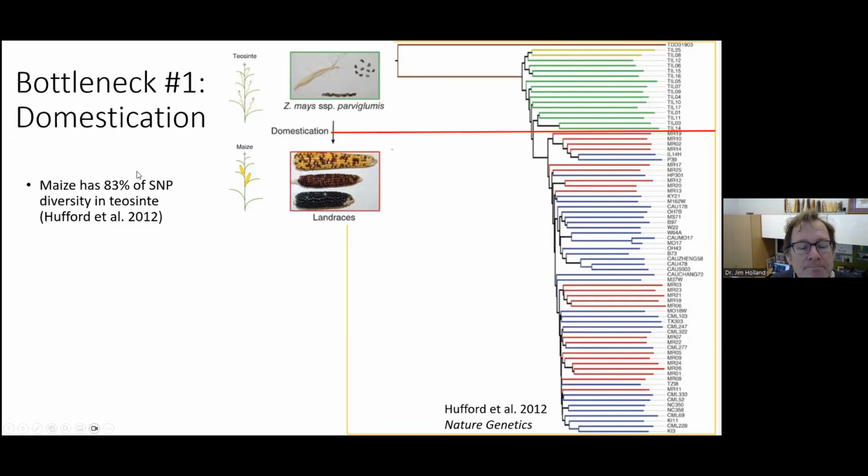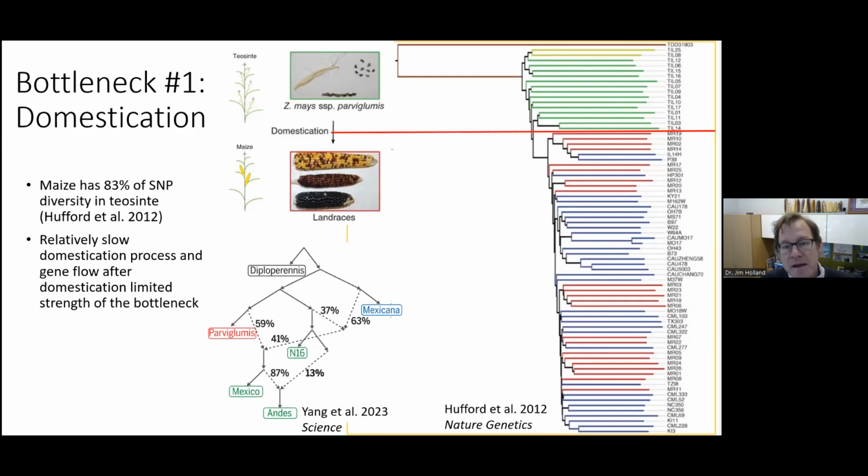So right off the bat, there's this loss of diversity. Now this bottleneck due to domestication is not so severe like crops where there's polyploidy events or things like that. The bottlenecks have been much more severe. So it's not quite so bad in maize. And part of the process is this domestication occurred over probably 1,000 or so generations, something like that. And also because there was gene flow after the domestication event. So even after you had something that looked like maize, there was still some crossing back and forth between teosintes and maize.